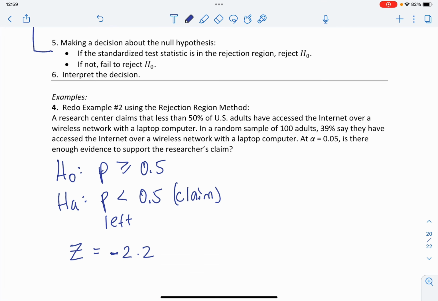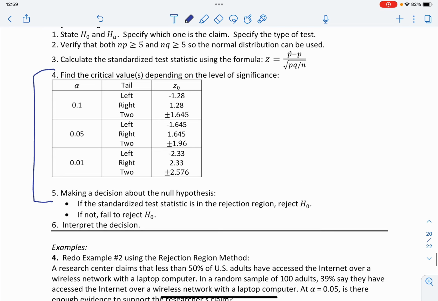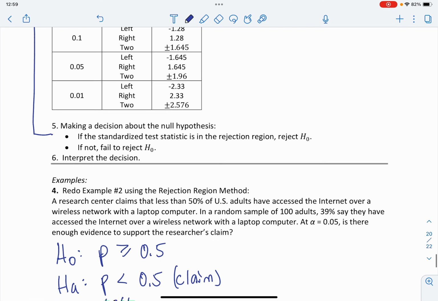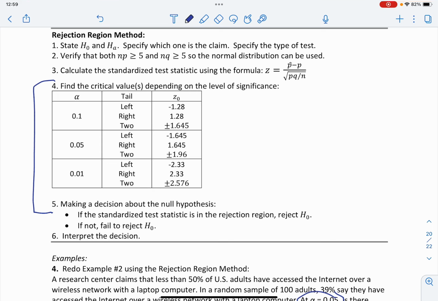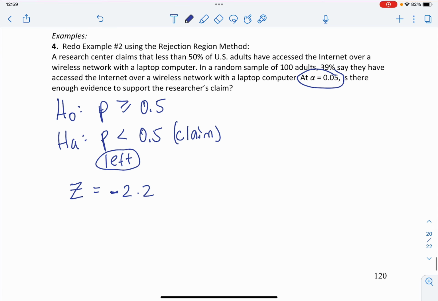So how do you find a critical value and what do you do with it? So what we do is we could use this little table right here because this is a left-tailed test and alpha is 0.05. So if I just go 0.05 left, there's my critical value, negative 1.645. I can jot that down. Critical values are always notated by a Z sub 0.